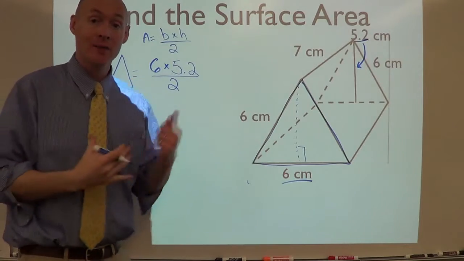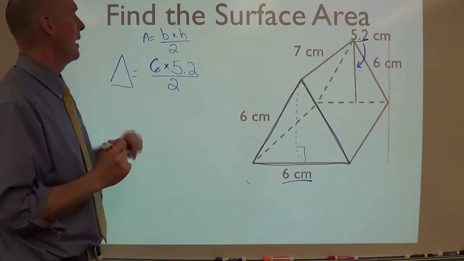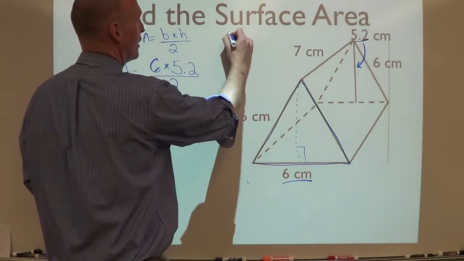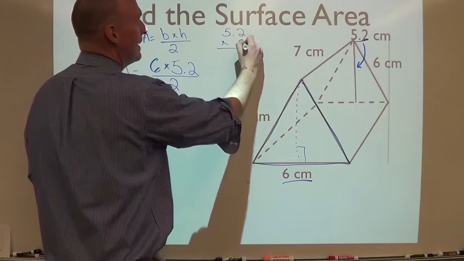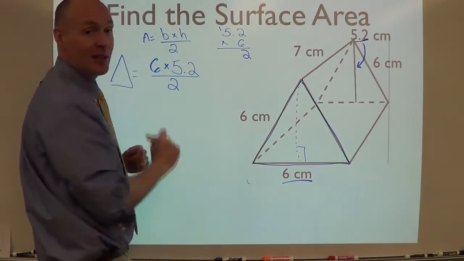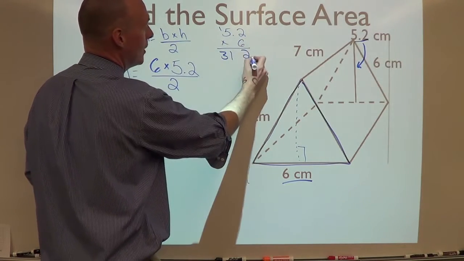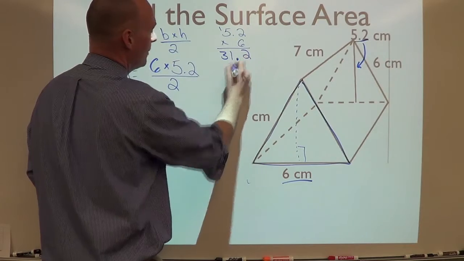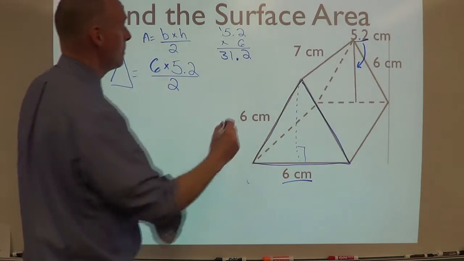So let's go ahead and let's find the area of that front triangle. Start with 6 times 5.2. I'm going to do it right over here. 5.2 times 6. 6 times 2 is 12. 2 carry the 1. 6 times 5 is 30 plus 1, 31. And I have 1 decimal place, so I'm just going to move it over 1. But then it also has to be divided by 2. Don't forget that step.